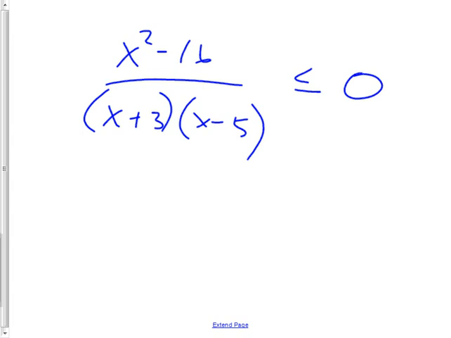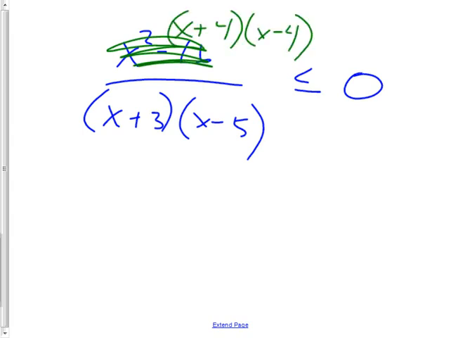I think we've done enough of these. You probably get it. The main point is, let's say you were testing a region you want to test, like -5. You need to have it factored first. It'll make it a lot easier. x plus 4, x minus 4. If I put in a 5, you need to know how to test that.